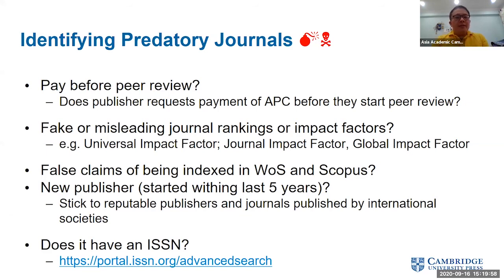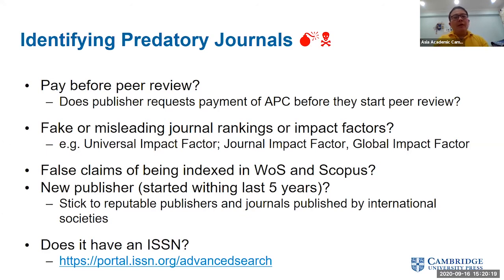Sometimes they may list misleading journal rankings or impact factors, such as universal impact factor, journal impact factor, or global impact factor. They may say they are indexed in Web of Science, they have an impact factor, they are indexed in Scopus, but actually they are not. You can check with Scopus and Clarivate, which is the publisher for Web of Science.